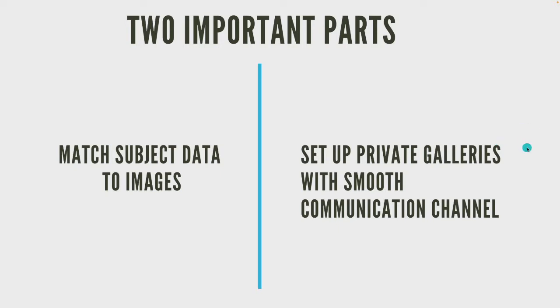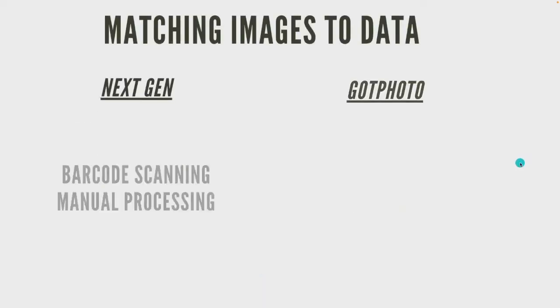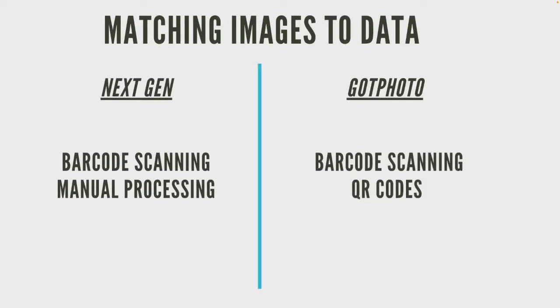Those are the two important sides. You're matching your images to your data. On the next-gen side, it doesn't matter if you are barcode scanning in next-gen or manually processing in next-gen, which is basically writing down your image numbers, keying those into a spreadsheet and importing that in. So again, on the next-gen side, barcode scanning and manual processing both totally work. The next-gen side really doesn't change that much.